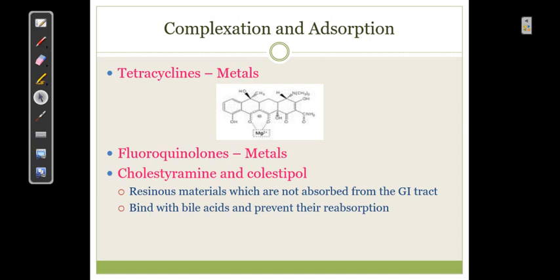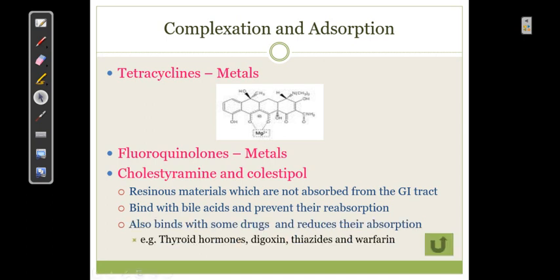But along with the binding of bile acids, they do also bind with a very important category of drugs. Drugs like thyroid hormones, drugs like digoxin. See here, a low therapeutic index drug, right? Thiazides, warfarin. These are very important drugs. If cholestyramine binds with these drugs, definitely their absorption is also decreased, right, and the therapeutic effect will be lost, right. So a very important drug interaction that you need to consider.